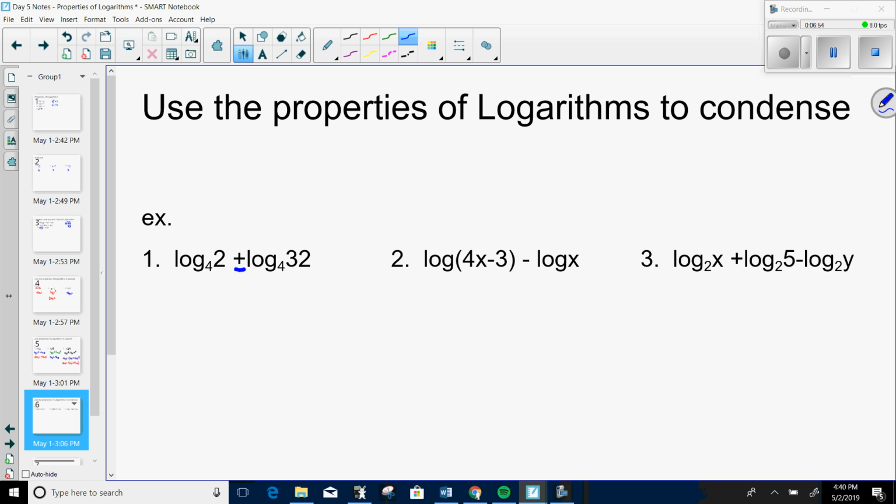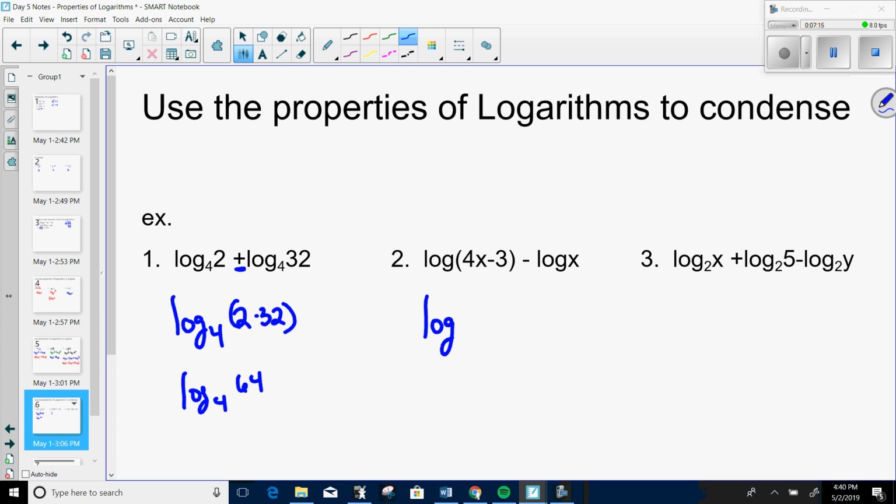And what we do is we look. Addition can change to multiplication. So this becomes log base 4 of 2 times 32. And notice we went from 2 logarithms to a single logarithm. And then you can simplify that a little bit more. 2 times 32 is 64. That's your final answer.